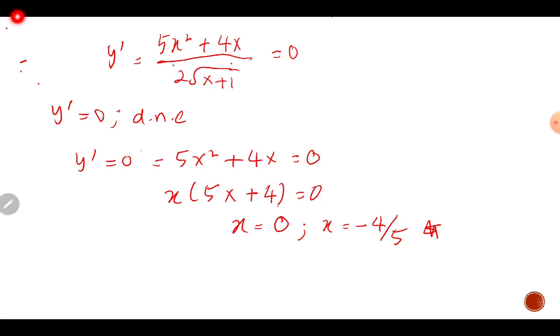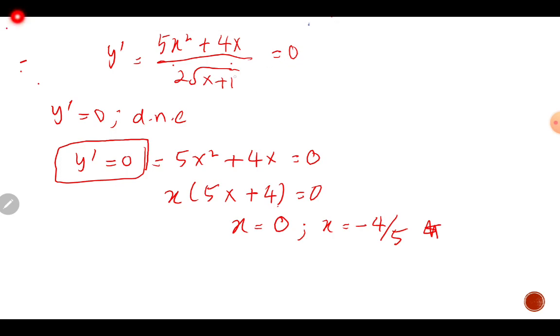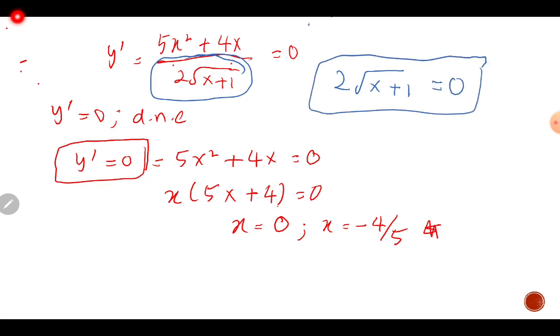Yang ni bila, macam mana dapat critical number? When y prime is equals to 0. There is another case here that you may consider is apabila yang denominator ni sama dengan kosong. When 2 over square root x plus 1 equals to 0. This case, bila berlaku adakah y prime equals to 0? No. Bila something over 0 kan, not equals to 0, but it does not exist. Ingat, critical numbers are found sama ada when y prime equals to 0 or does not exist.